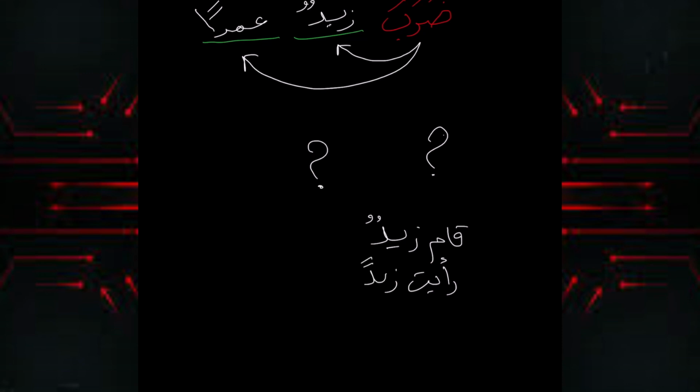لفظا أو تقديرا. So you're going to pronounce that change at the end of the word, or you're going to estimate it. The origin is to pronounce that change. So you say, Qama Zaydun. Zayd stood. Ra'aytu Zaydan. I saw Zayd. Marartu bi Zaydin. I passed by Zayd.